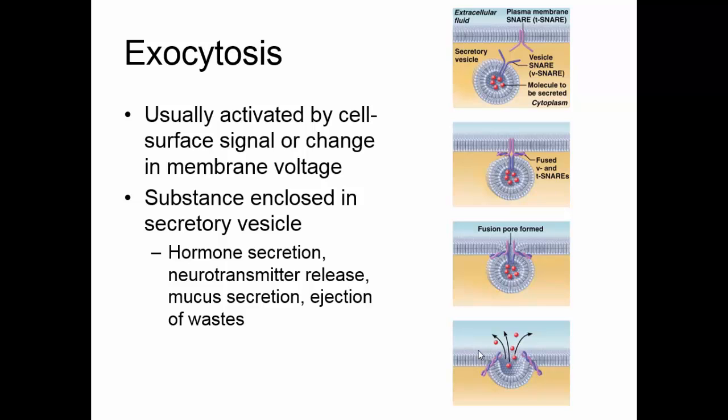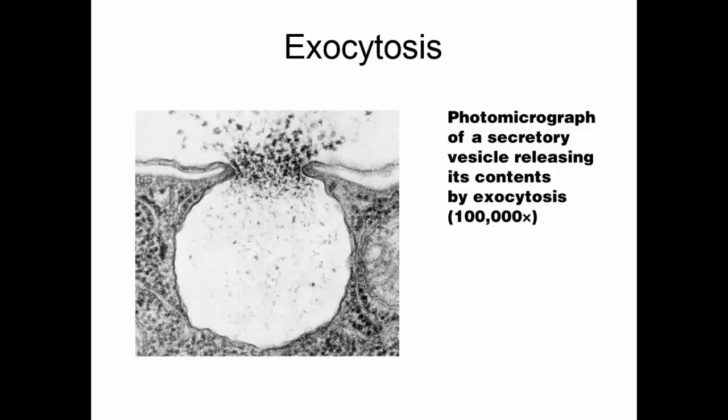Neurotransmitters are released from the axon in this manner, and this is also how the cell can get rid of waste products. Here is a photomicrograph of exocytosis. So here's the cell membrane. Notice how it's continuous, and what was once the inside of the vesicle is going to become part of the exterior of the cell membrane.